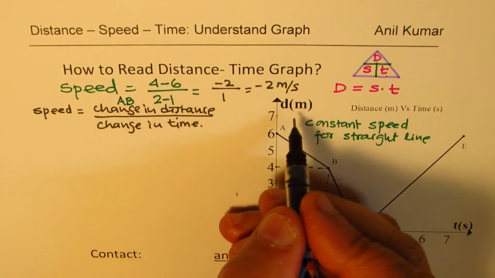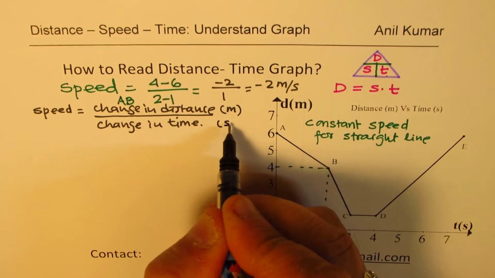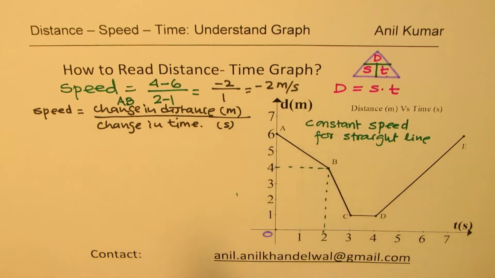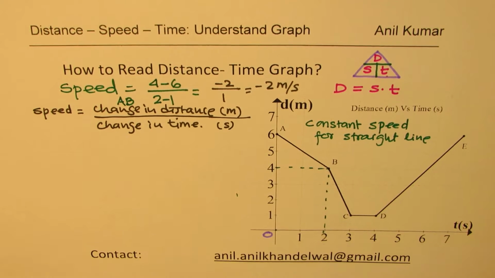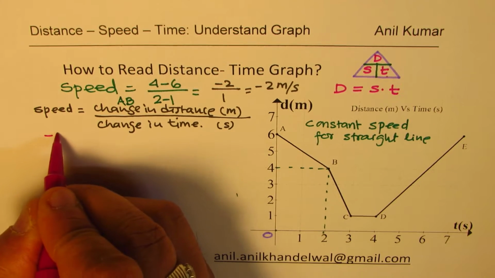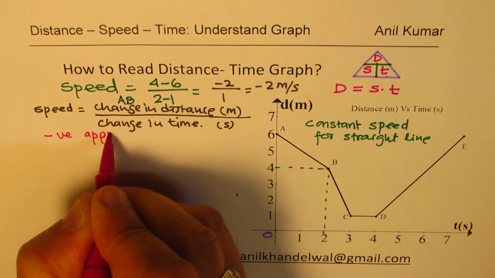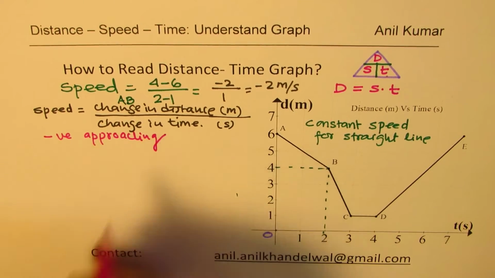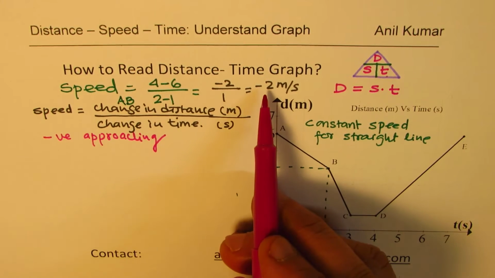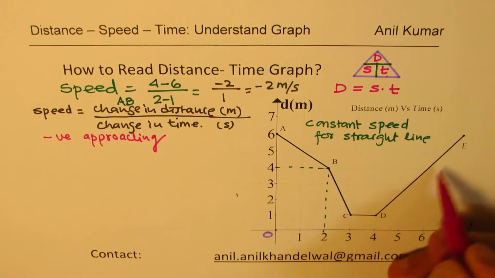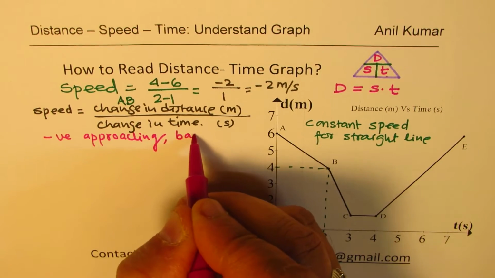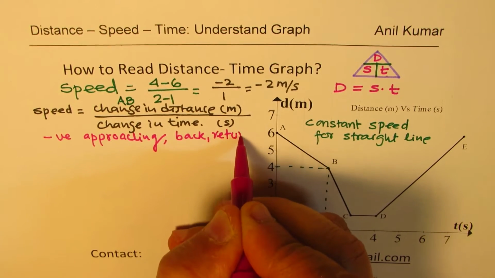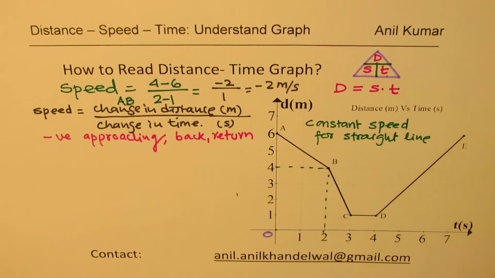So change in distance. Now distance here is in meters and time is in seconds, and therefore the units will be meters per second. Now in case of speed, minus only shows you that it is approaching, right? So remember this, negative means approaching. Is that clear, right? So if you get positive, as it is going to be from D to E, it will be going away, right? So it is coming, or back, or return. So those are the different terms which could be used.